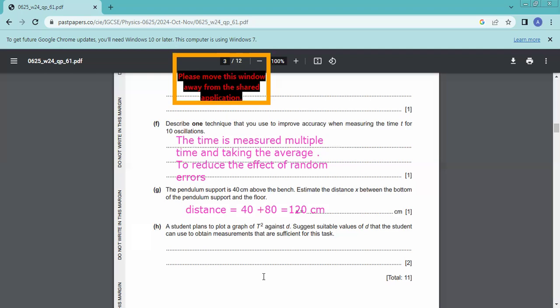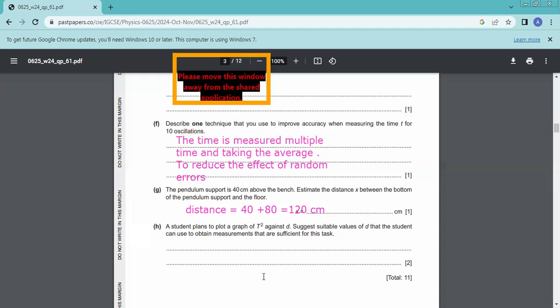Now, a student plans to plot a graph of t squared against d. Suggest suitable values of d that the student can use to obtain measurements that are sufficient for this task. The values should be spaced out, covering a range that is not too small and not too large.